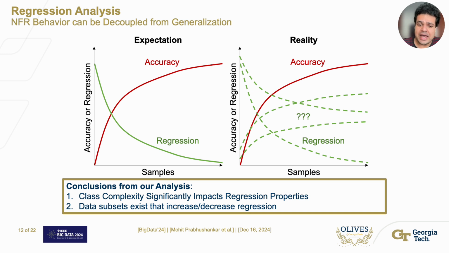So we know that if accuracy increases, intuitively we imagine that regression is in fact decreasing. But that has not been the case. What we have seen in reality is that this expectation is not met all the time. There are going to be instances where regression and generalization, which is the accuracy, are not coupled together. Specifically, we'll analyze two things, class complexity and data subsets, and how regression and accuracy are decoupled from each other.